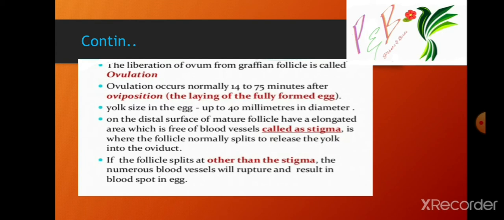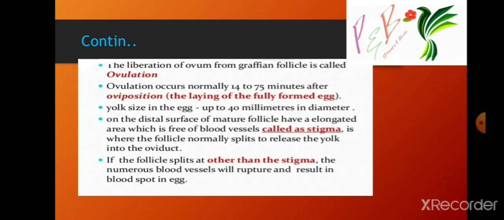Yolk size in the egg is up to 40 millimeters in diameter. On the distal end of the mature follicle there is an elongated area which is free of blood vessels, called the stigma.